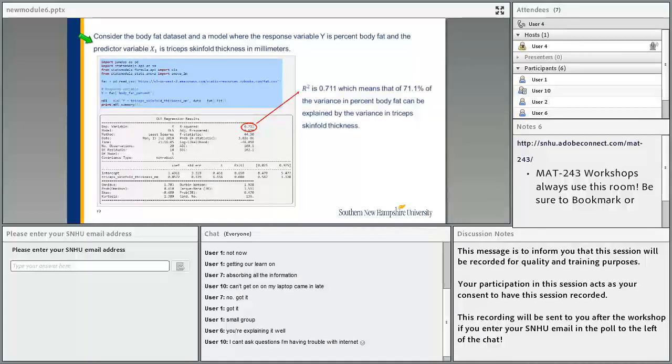So next, in the next few slides, we're going to see the value of R squared when you have one predictor variable. And then we'll see what happens to the value of R squared when you keep adding more predictor variables. So we consider the body fat data set and a model where the response variable y is percent body fat and the predictor variable x1 is triceps skin fold thickness in millimeters. So we're taking just one predictor variable now.